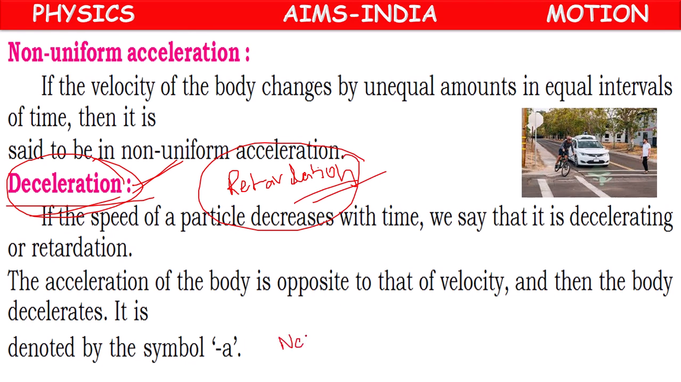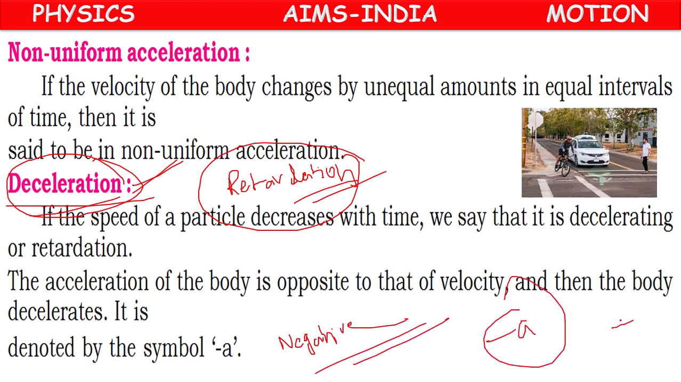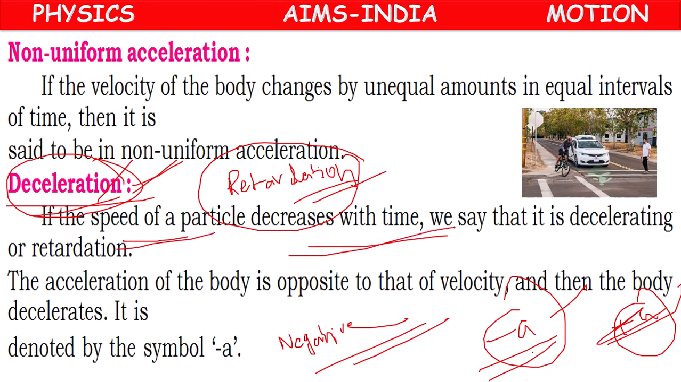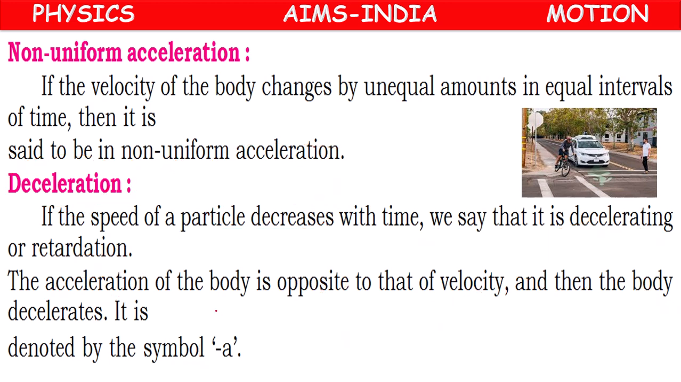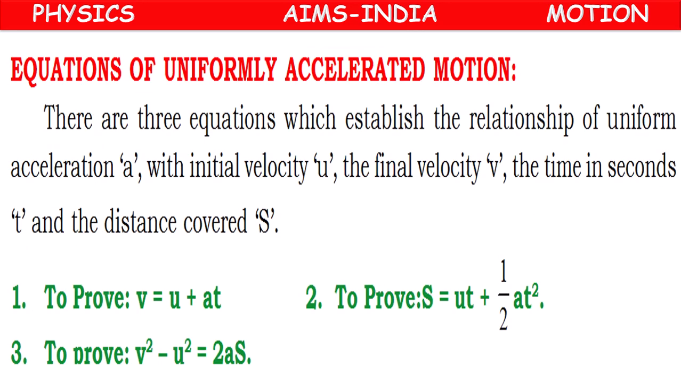We can also call it negative acceleration or minus a, because plus a stands for acceleration, minus a stands for negative acceleration or deceleration. Means if the speed of a particle decreases with time, we can say that it is decelerating or it is in retardation. So acceleration is opposite to deceleration. The symbol for deceleration is minus a. Okay, children. So next.